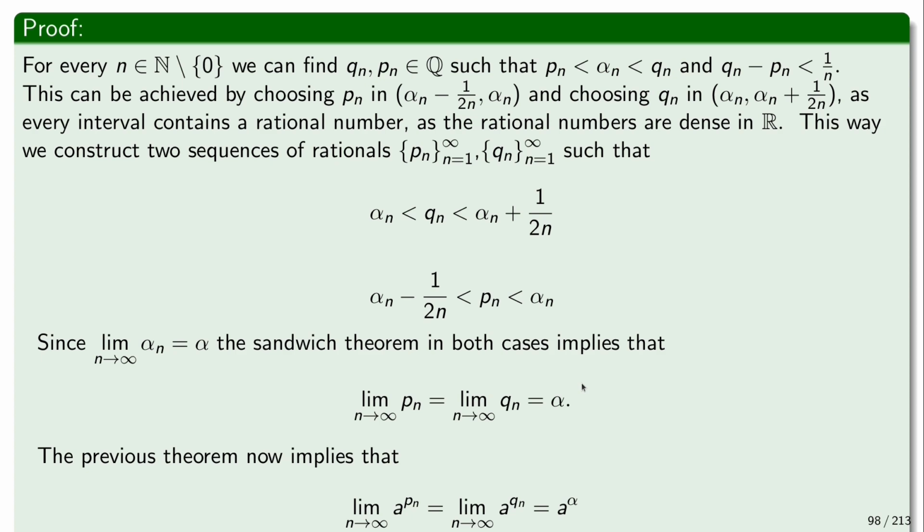So now the previous theorem implies that for any two sequences of rational numbers that are convergent to a real number alpha, a to the power of Pn and a to the power of Qn would converge to a to the power of alpha. That's the previous theorem that we've proved.